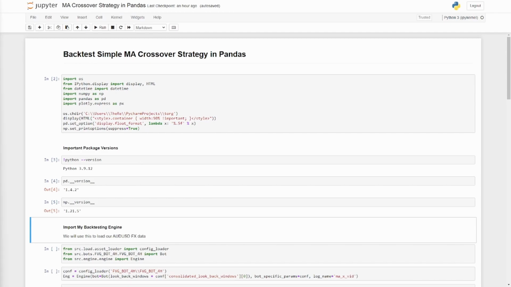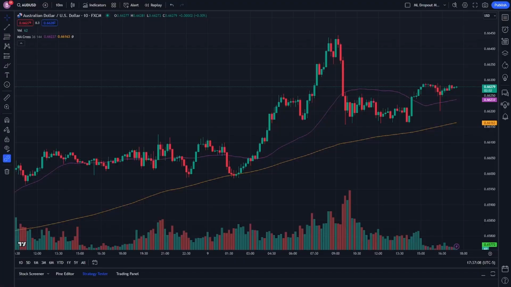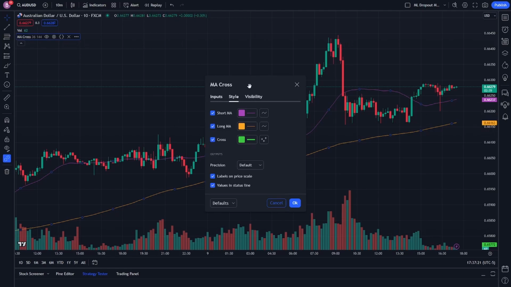So now we've talked about what we want to do, and we've talked about our Python packages and versions. Now let's open up TradingView, and we're going to look at this strategy implemented on a candlestick chart so that we can visualize what we are actually trying to do here. Here we have my TradingView chart. In this chart, we're looking at the Australian dollar to the US dollar, and we have our MA cross indicator here. I'm going to open up the settings on this so you can see what we're doing.